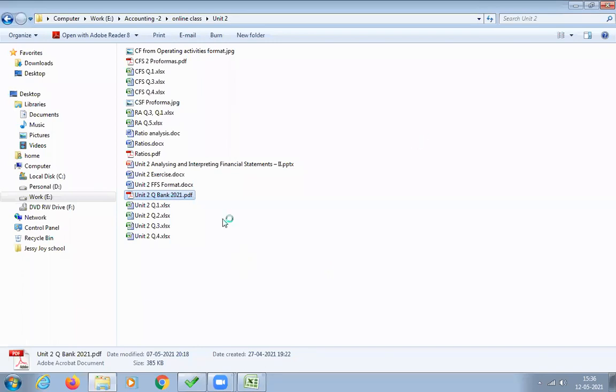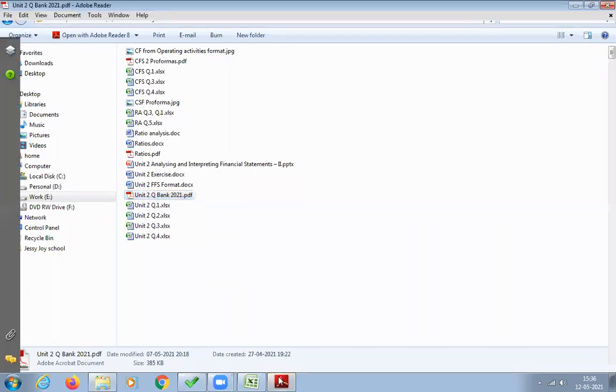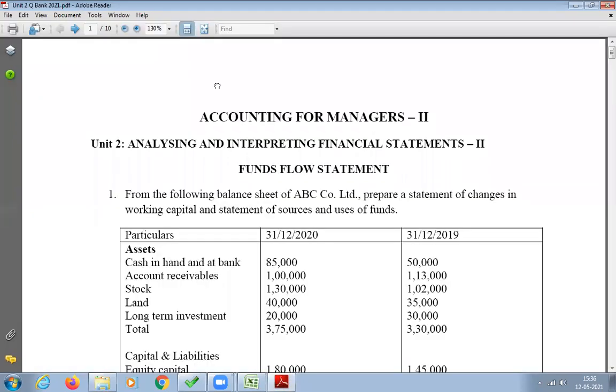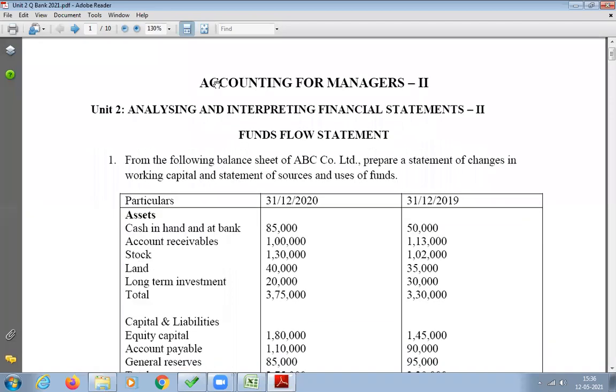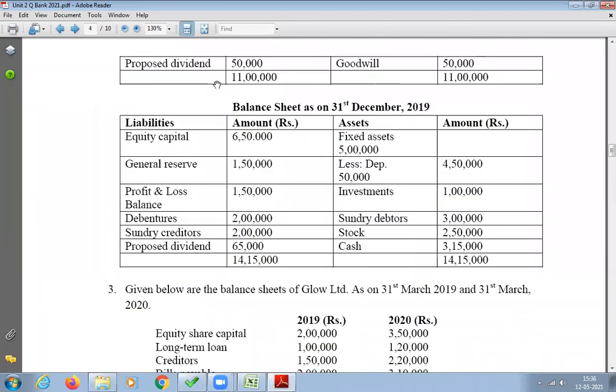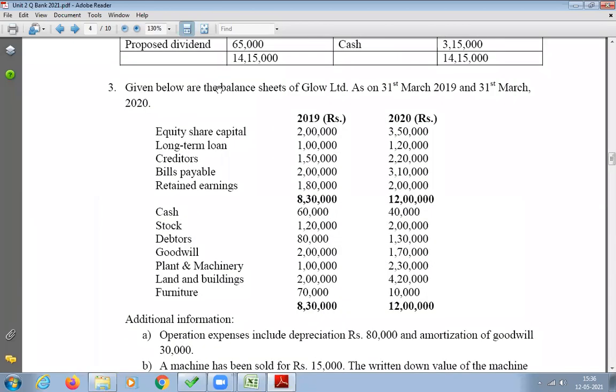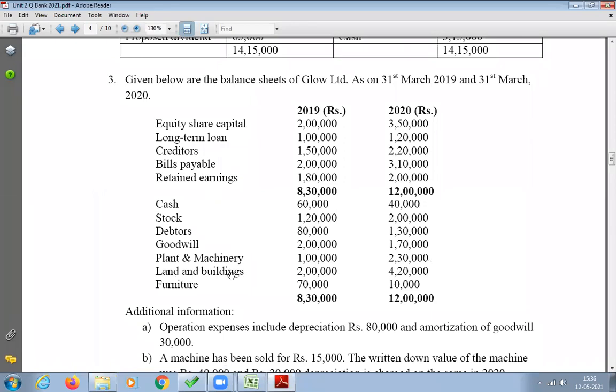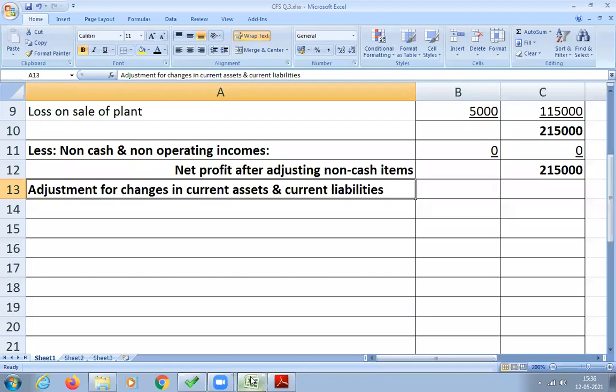Question bank, all of you have the question bank, right? In that, see question number 3 of cash flow statement. Now look at the current assets and liabilities. You have to tell me: any increase in current liabilities we have to add, and decrease in current assets we have to add. So now check the current liabilities and tell me any increase.